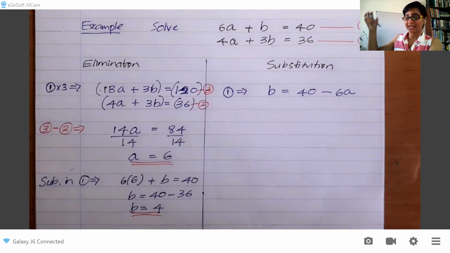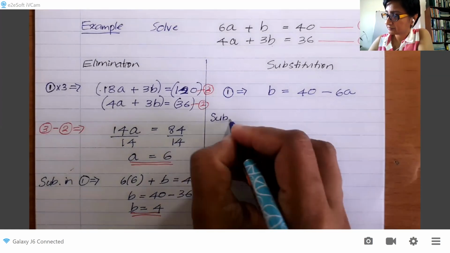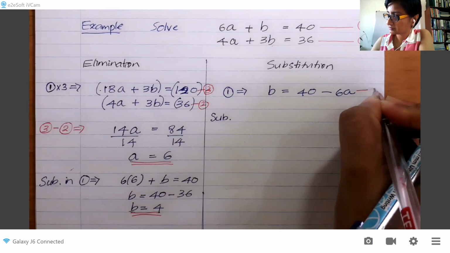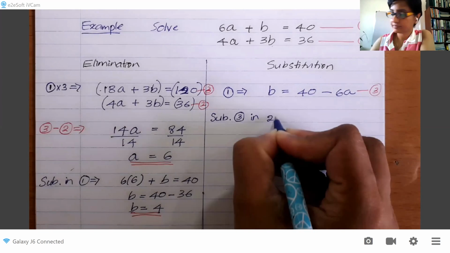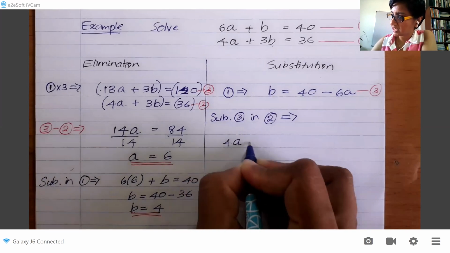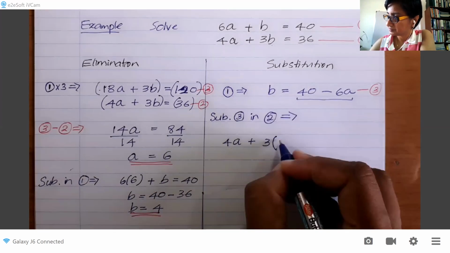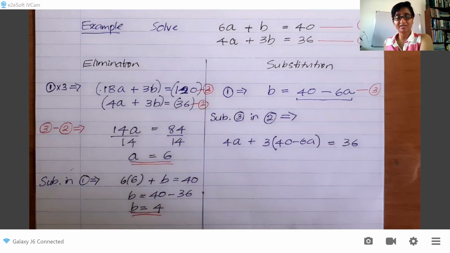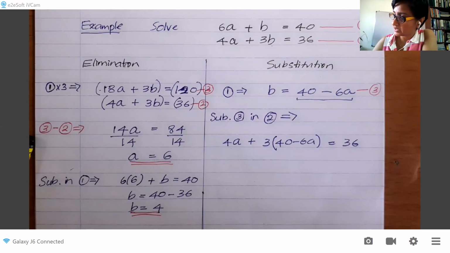Now go and put that in the second equation. You substitute. Let me call this... Substitute 3 in 2. I get 4A plus 3, for B, I put this whole thing. See what I have got? I have a single equation with just one unknown, and I know how to deal with that. So let's go ahead and solve it.